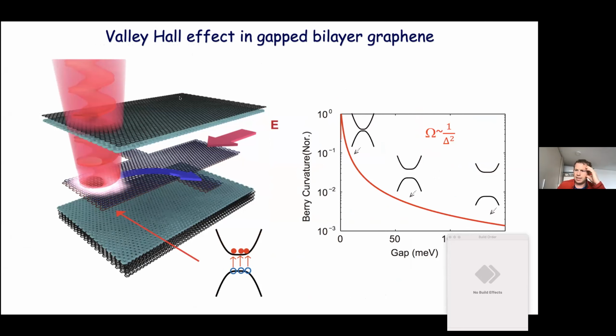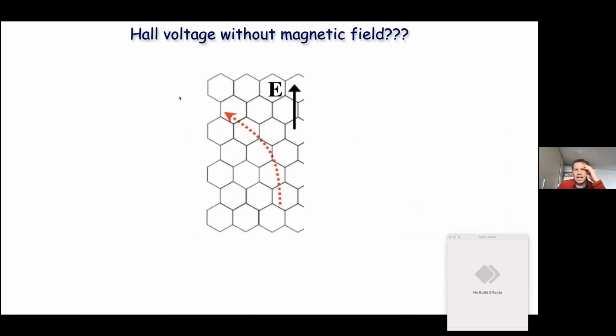So in certain circumstances, materials can have a Hall voltage without magnetic field.